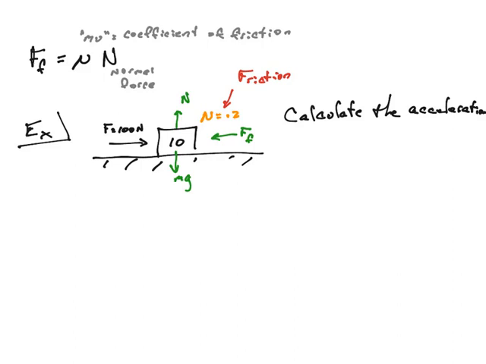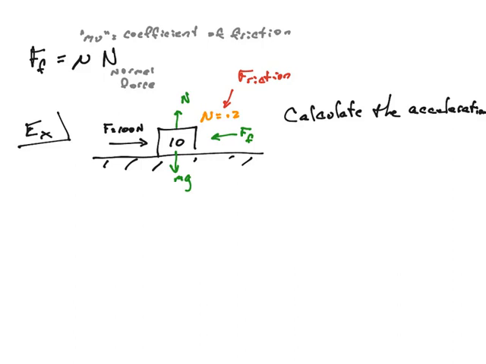So again, the direction of friction is very easy. If you know how the box wants to move without friction, then friction points in the opposite direction. Here the box wants to move to the right because I'm pushing it to the right, so friction must point to the left to try to stop me. All right, so there we go. Those are all the forces in my problem.